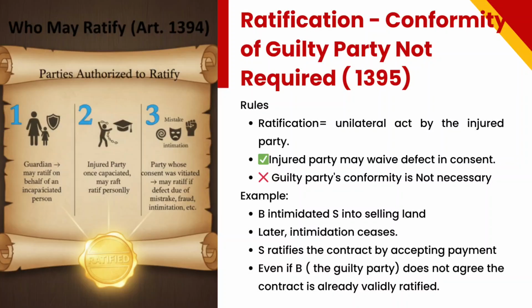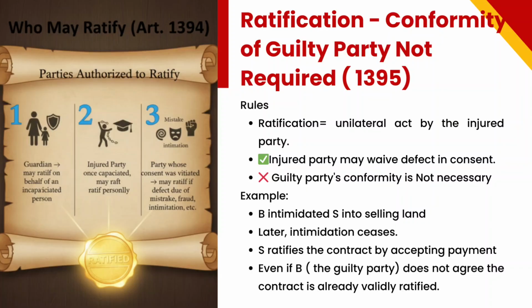Article 1394. Ratification may be effected by the guardian of the incapacitated person, who may ratify. A contract entered into by an incapacitated person may be ratified by the guardian, or the injured party himself, provided he is already capacitated. As legal representative of their wards, guardians have the power to contract on their behalf.